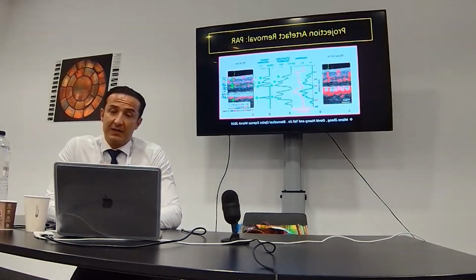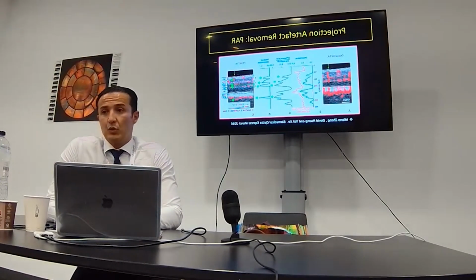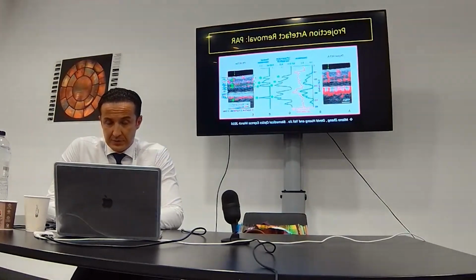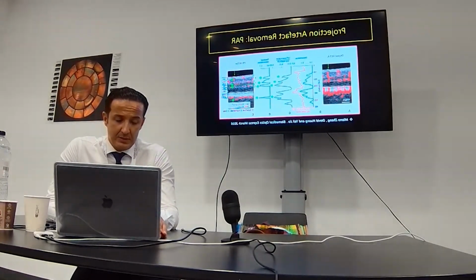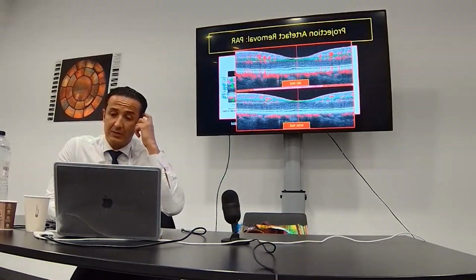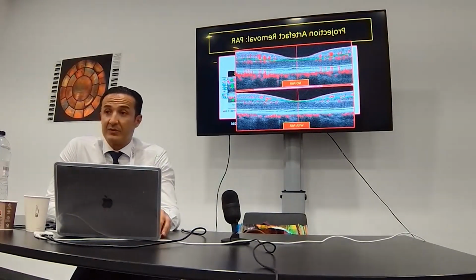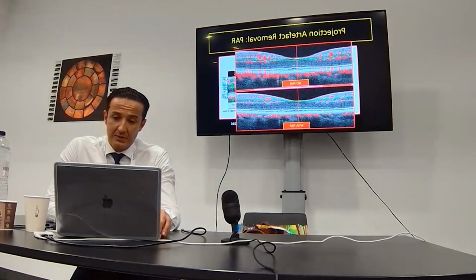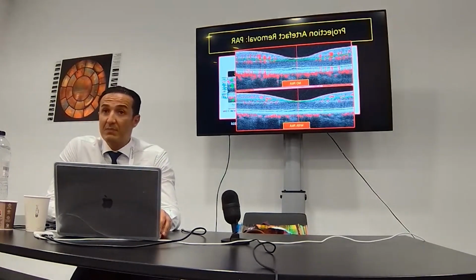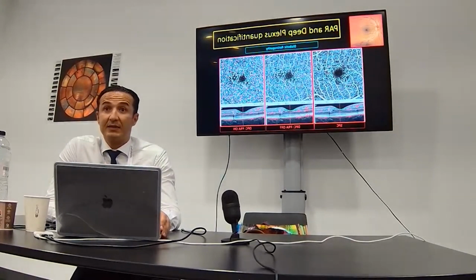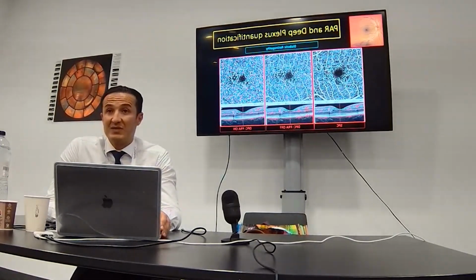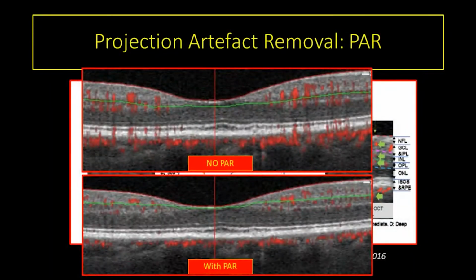The projection artifact removal is really improved compared to the XR with the Solix version. It removes the projection artifact from the superficial plexus, which induces artifact in the deep plexus, the choriocapillaris, and Bruch's membrane. It's mandatory to have projection artifact removal to analyze the vascular density in the deep plexus. Look at this case of diabetic retinopathy.